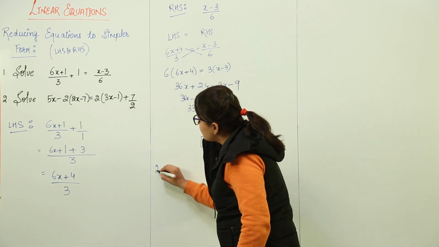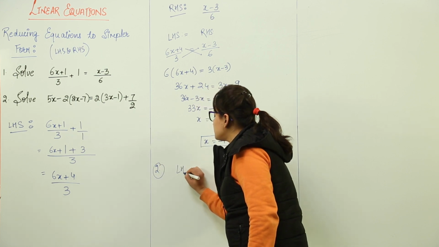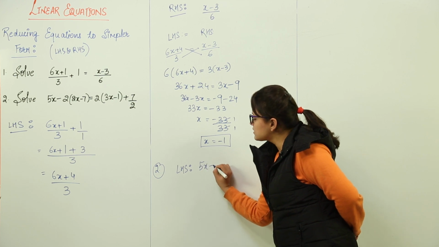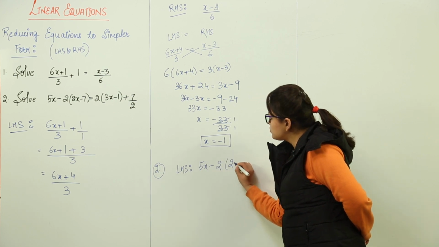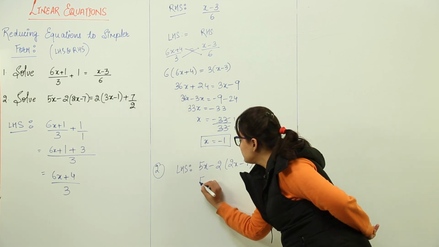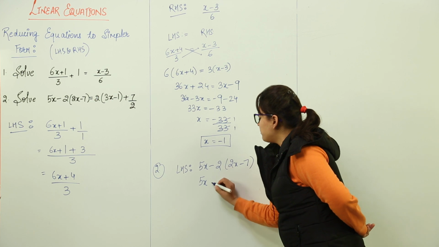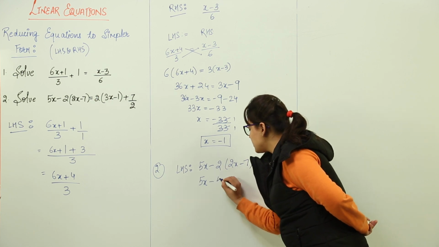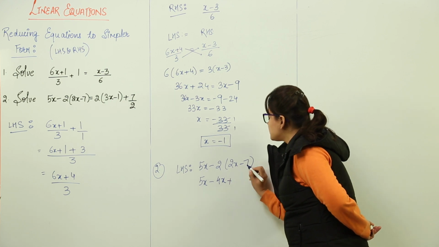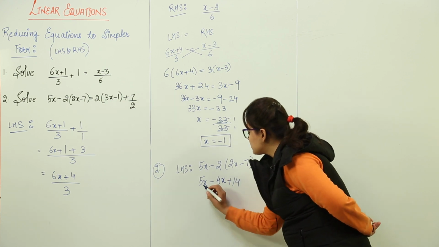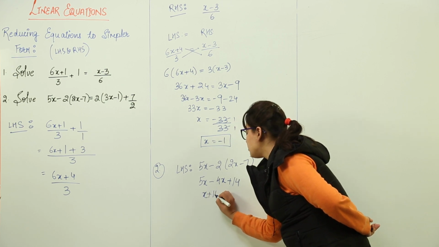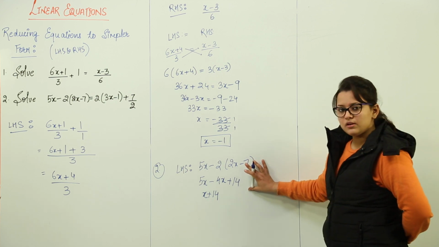We will solve the left hand side of the second equation first. Now what is the left hand side of the second equation? It is 5x minus 2 into 2x minus 7. Right? Now we will solve the brackets first. Minus 2 into 2x becomes minus 4x. Minus into minus becomes plus. 2 sevens is 14. So 5x minus 4x is x plus 14. This is the left hand side of the equation.